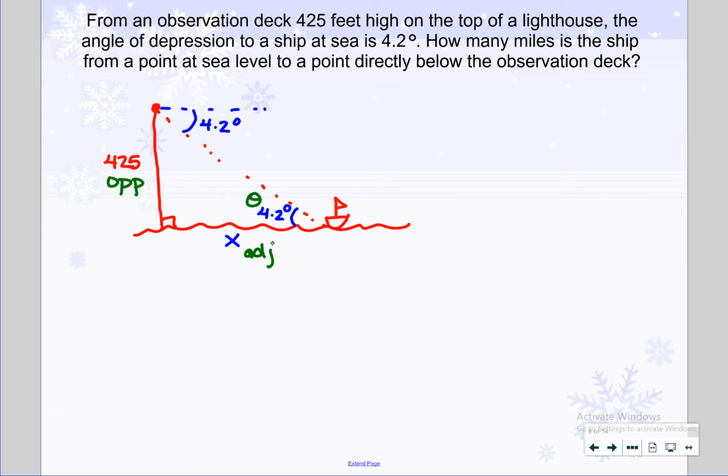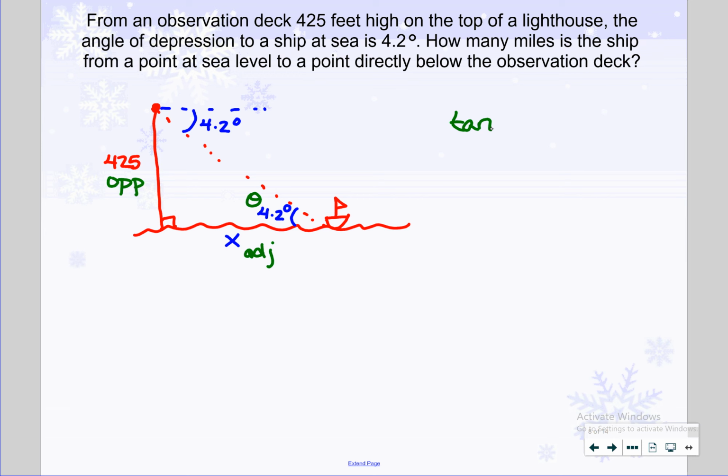If you have opposite and adjacent, which trig function is that? Tangent. So your two sides that you either know or are solving for are going to give away what trig function you're going to use to solve. So we're going to start with tangent. This is the TOA stuff.